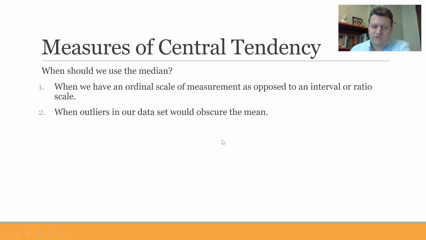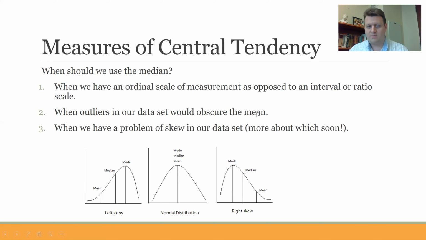If we have outliers that would obscure the mean, that would take the mean and throw it off whack, then use the median. The median is a good way of calculating central tendency. Last thing, if we have a problem with skew, the skewness of our data, and more about which soon, if our data is skewed in some regard, the median might be a better representation of central tendency than the mean.